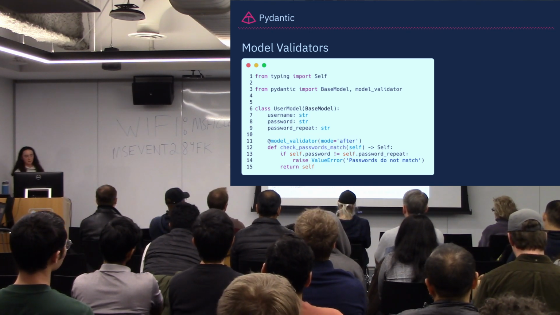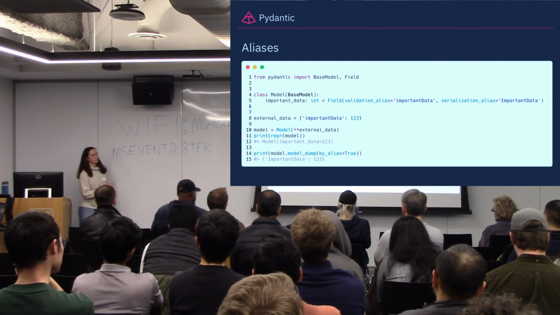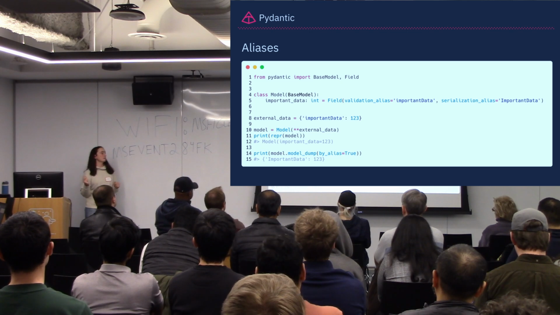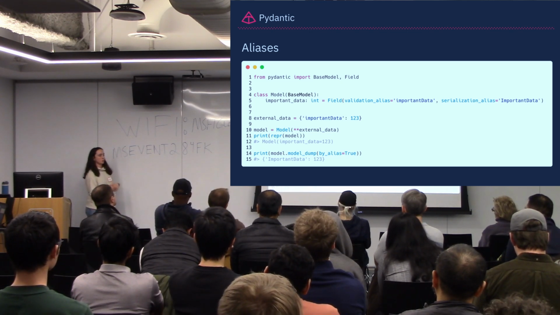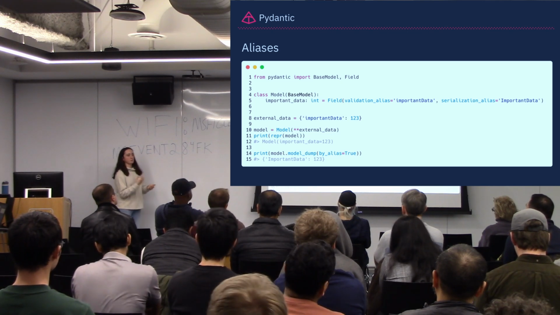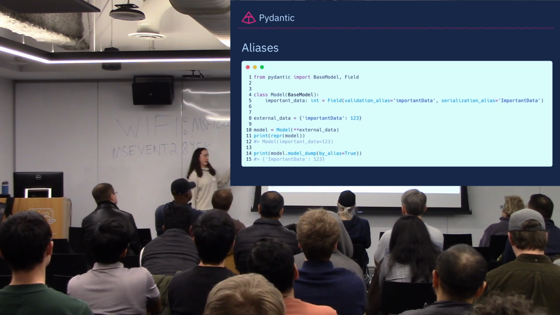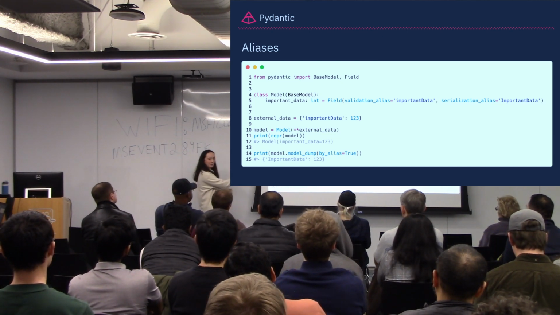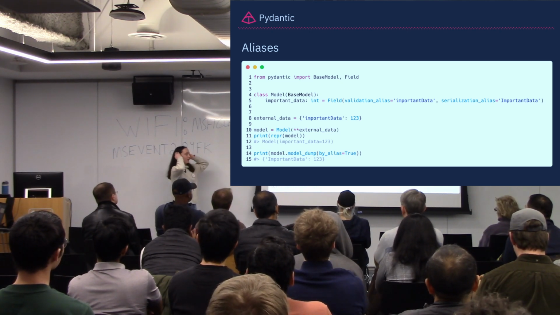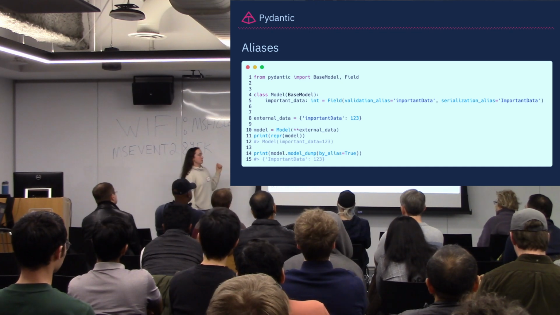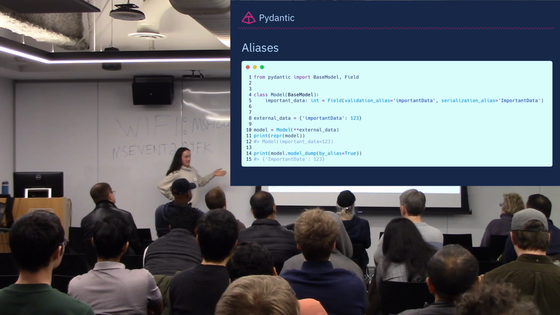One of our most popular tools that folks use is called aliases. Aliases are for when you're validating data or serializing data and you want to look at different field names. This is really relevant for the case of trying to use snake case for best practice in Python. I want to use important underscore data because that's how attributes are supposed to be named in Python, but my incoming data uses camel case, and then my data that I'm sending out uses Pascal case.